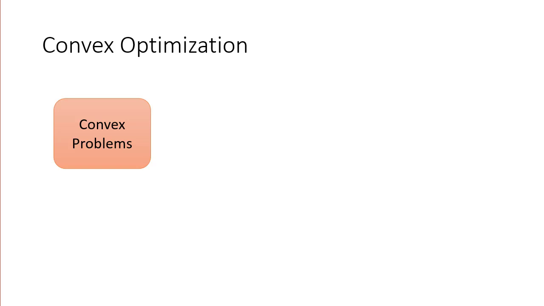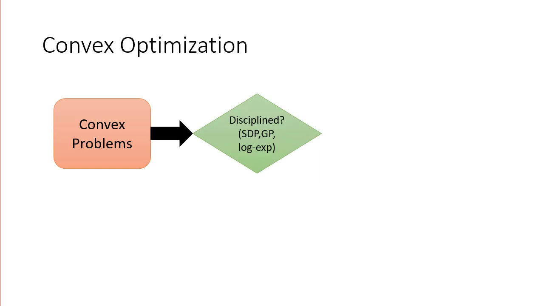When we encounter a convex optimization problem, the first thing to check is if it is in the disciplined form, which means that it can be formulated as one of the following problems. It can be either LP, QP, QCQP, SOCP, all of which are special cases of SDP, or a geometric program, or if it involves some standard functions of log and exponential. Right? So these are generally easily handled forms.